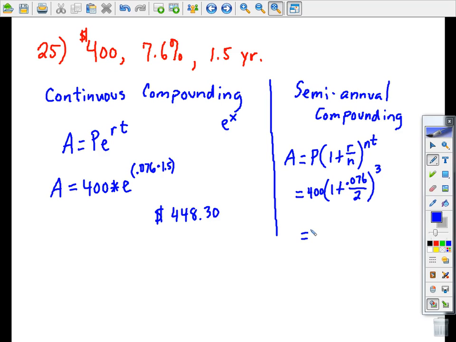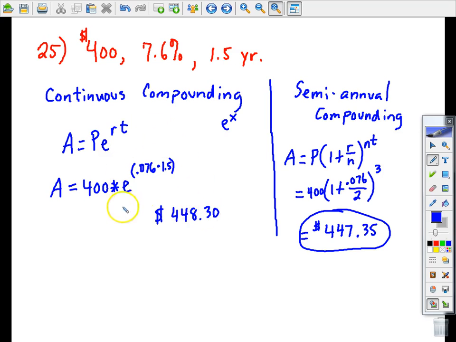So 400, and then you can use your left parenthesis, 1 plus 0.076 divided by 2, close your parentheses, raise that to the third power, and you should get, rounded to the nearest penny, $447.35. And this is typical. We should expect that our continuous compounding amount should be a little bit more.